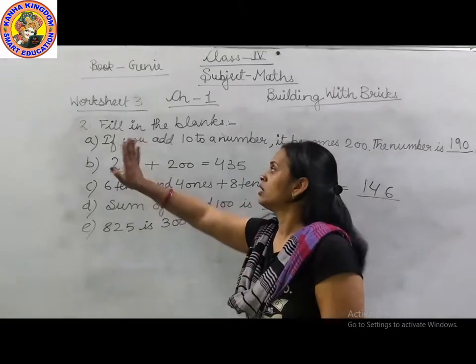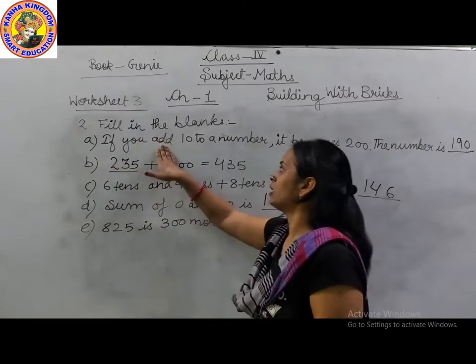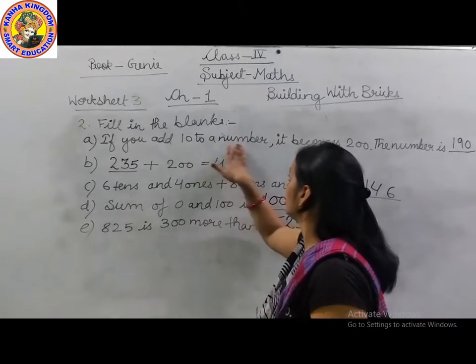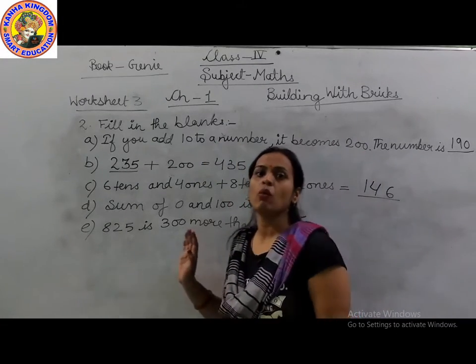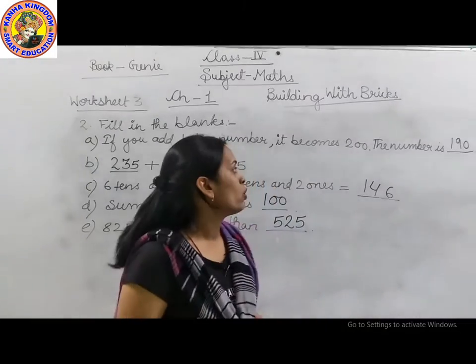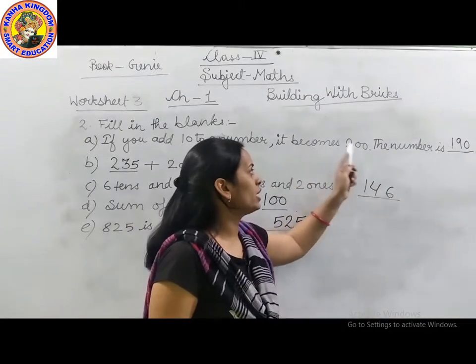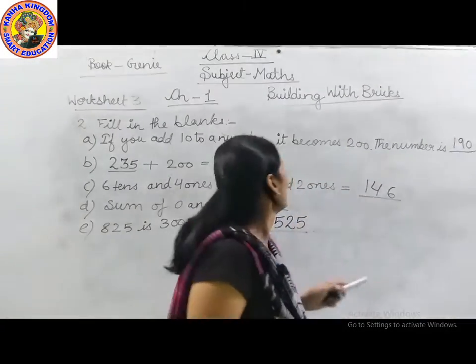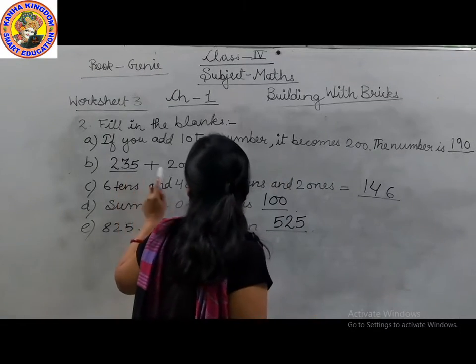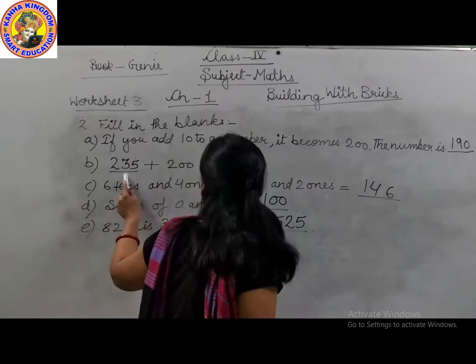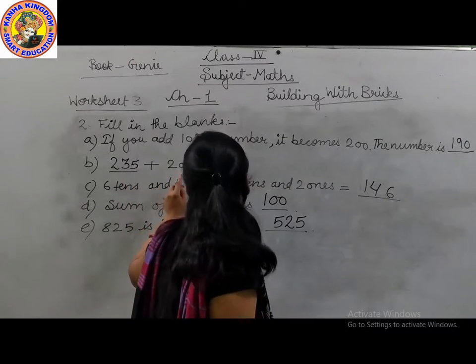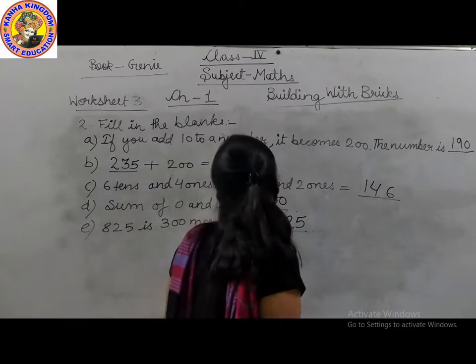Okay. First is, if you add 10 to a number, it becomes 200. So the number is 190. 190 plus 10 equals 200. Now next is blank plus 200 equals 435. So 235 plus 200 equals 435.